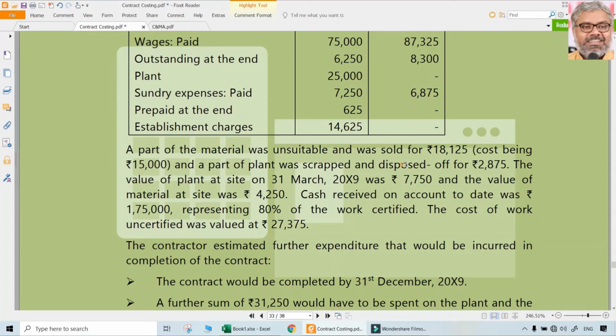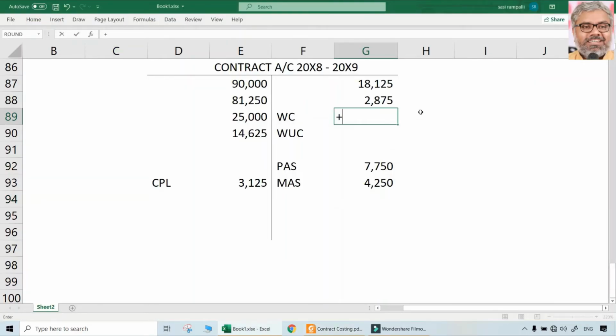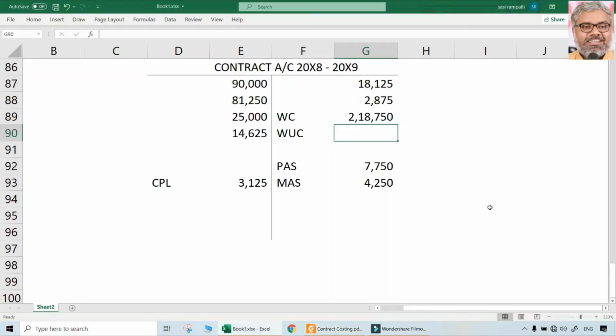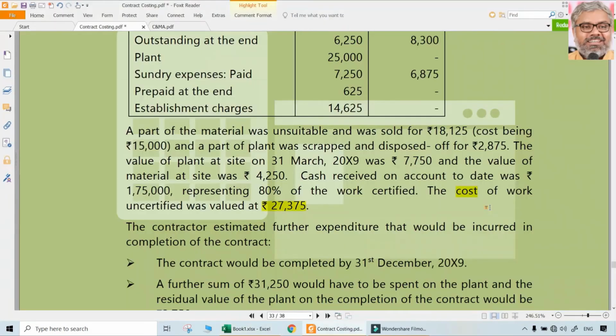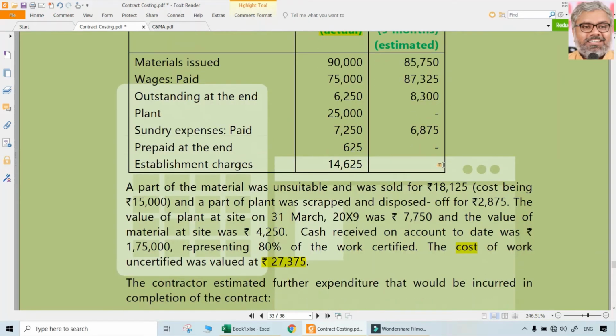Cash received is something different, but that is representing 80% of the work certified. That will tell us work certified, because if 1,75,000 is representing 80%, then how much will be our work certified? Into 100 by 80. That means work certified would have been 2,18,750. So that is work certified indirectly given. And the cost of the work uncertified was valued already. It is the cost, which is the correct one. Already valued. We don't have to do anything. Just take that 27,375. So these are the actuals which have happened during the year 2008-9, let us say.